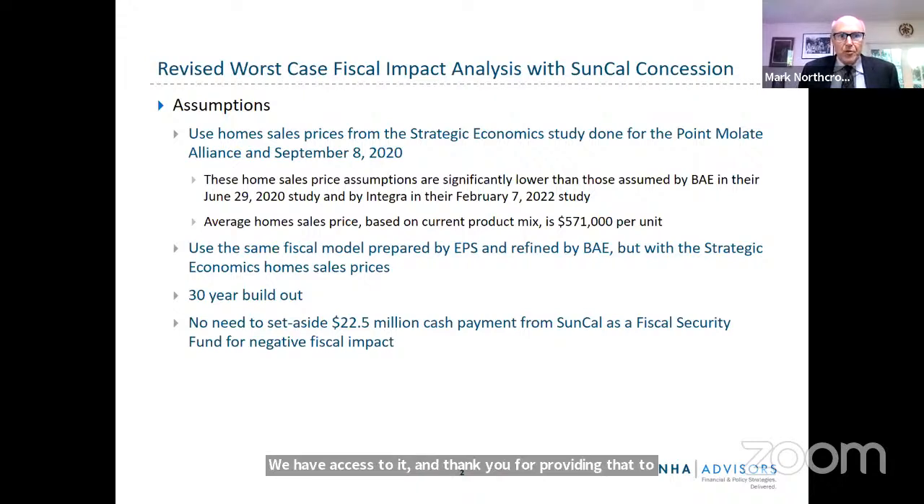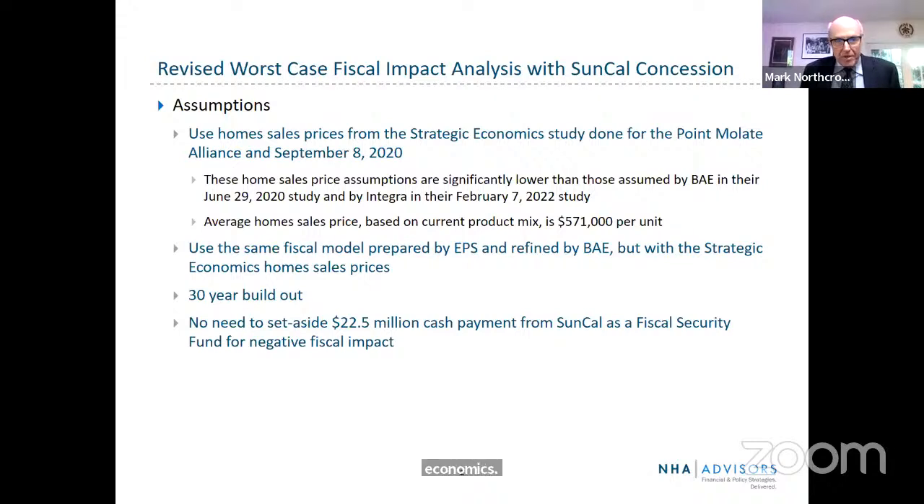Their home sales prices assumed for Point Melody are significantly lower than what Integra assumed, which was, again, the city's consultant that we retained to do price point analysis. So those are the assumptions, and we looked at that and said, what does this do? If you don't have this special feature, this concession from SunCal, and 30-year build out at the strategic economics home sales prices, yes, negative fiscal impact on the general fund of the city of Richmond. Next slide, please.